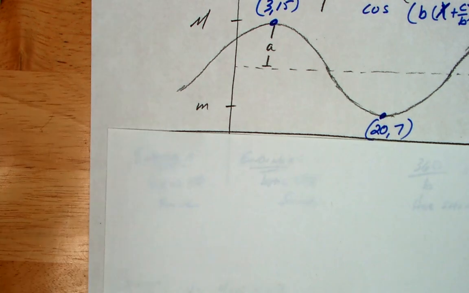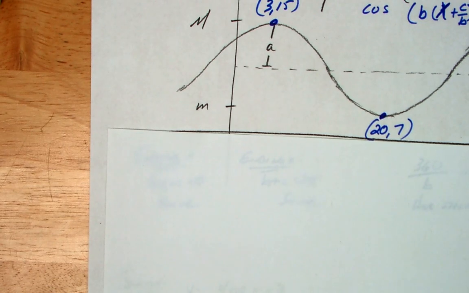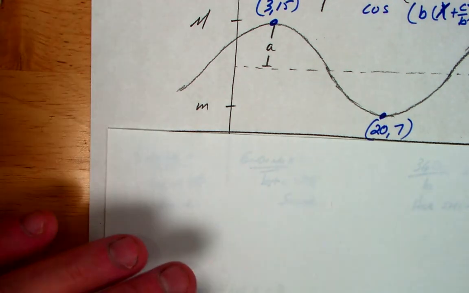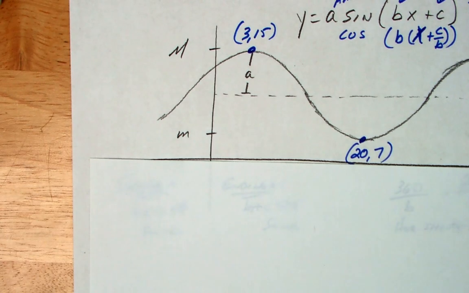What's my amplitude? 4? Why? Exactly. There's a formula for amplitude, but rather than stick with a formula, I want to talk about why this makes sense. 15 is my highest. 7 is my lowest. So 15 to 7, that's 8 units, right? So halfway must be 4. There is a formula if you want to write it down. Do you want the formula?